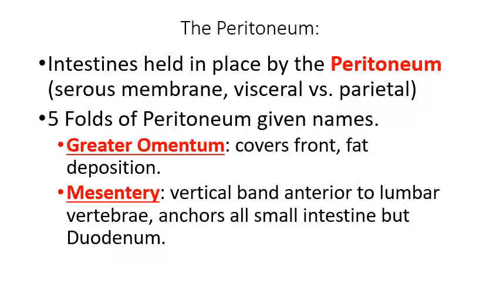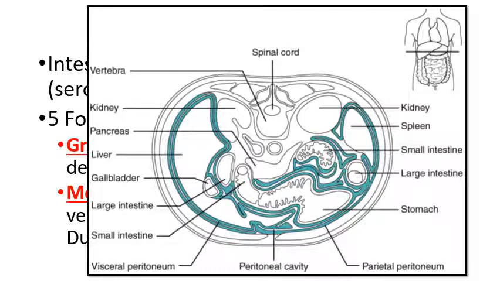And the 2 names that we're going to remember are the greater omentum, which covers the front part of the intestines and is used as a site for fat deposition, and the mesentery. Right, so the mesentery is a vertical band that's located just anterior to the spine, anterior to the lumbar vertebra, and it surrounds the intestines, but it also anchors the small intestines, kind of holds them in place. Okay, so this is a transverse section through the human body, so you can see the greater omentum and the mesentery.